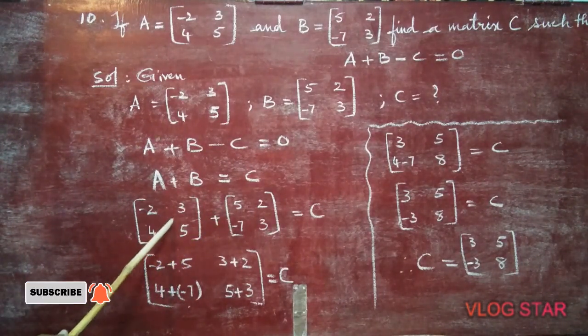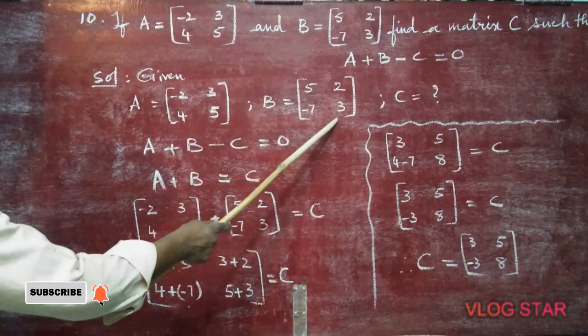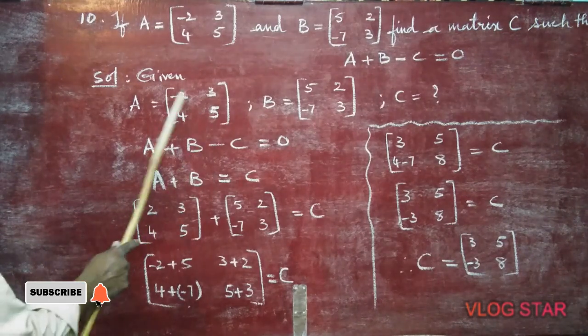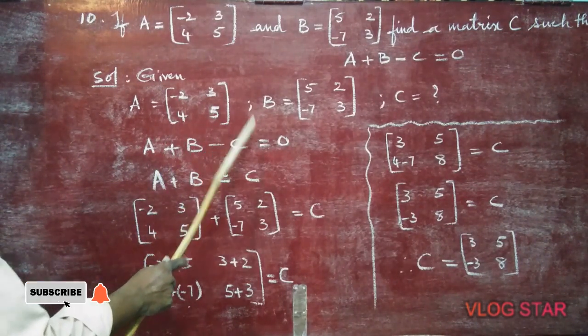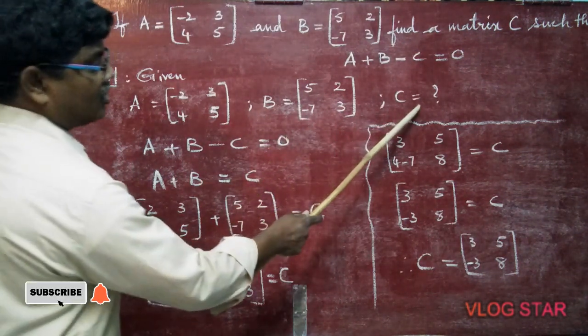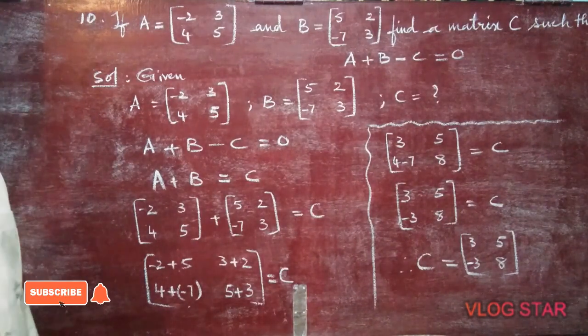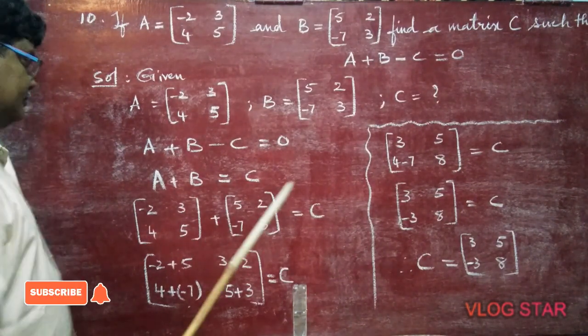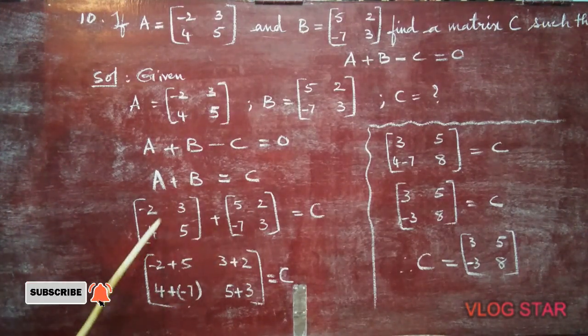So now we are having two matrices. I have already told you, for addition or subtraction of matrices, the same order should be there. What is the order of this matrix? 2 rows, 2 columns, 2 by 2 matrix. This also, 2 rows, 2 columns, 2 by 2. Automatically C also will come as a 2 by 2 matrix. Must and should come.